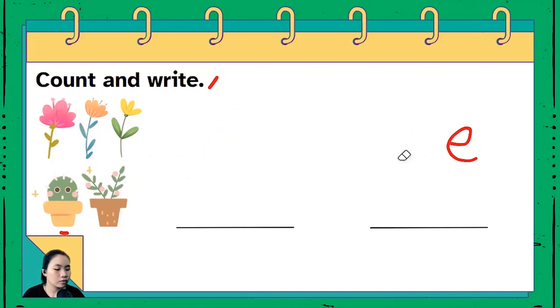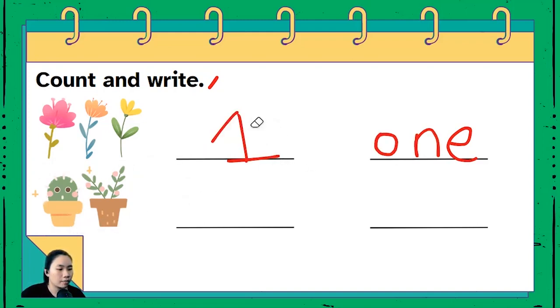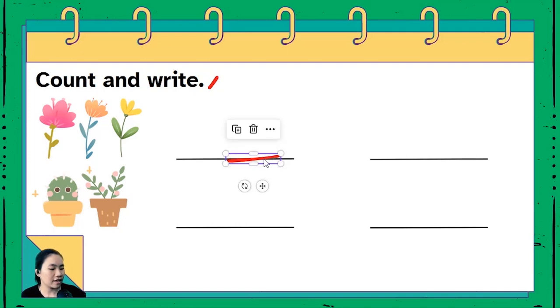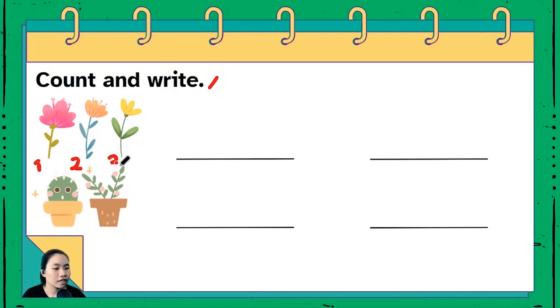So let's move on to the first part. We're going to look at these little plants over here. There we go. Let's count. 1, 2, 3. So our number is 3.